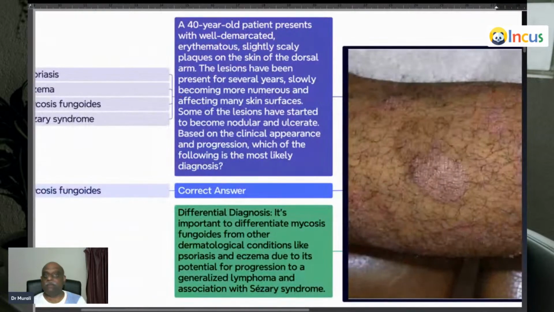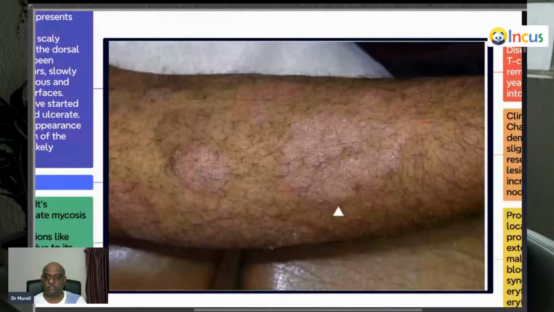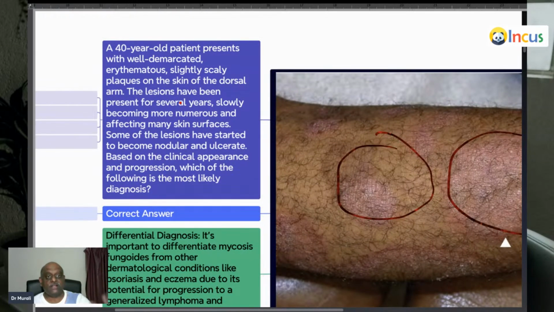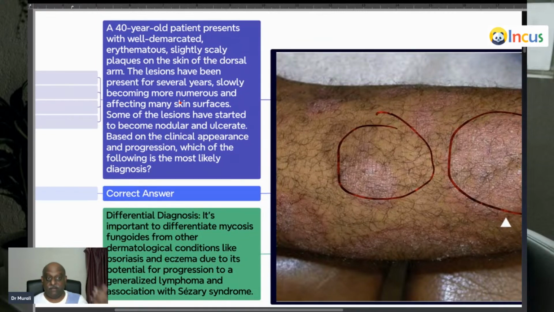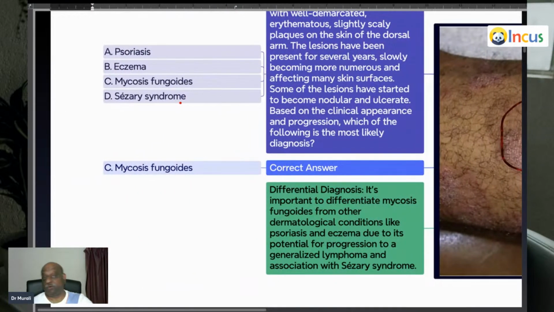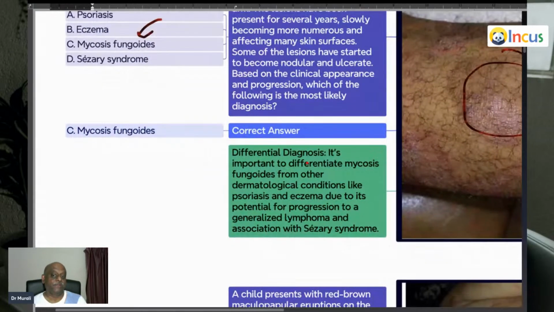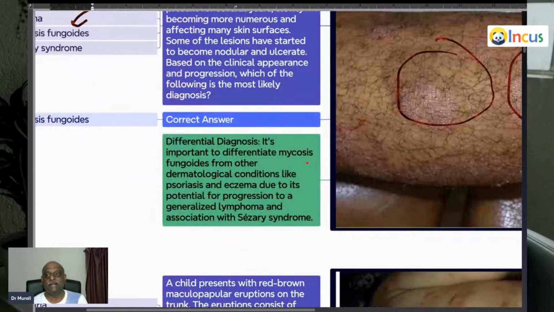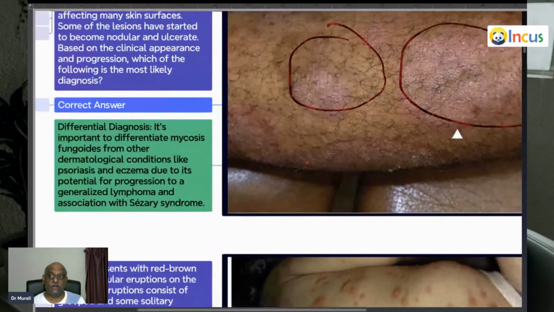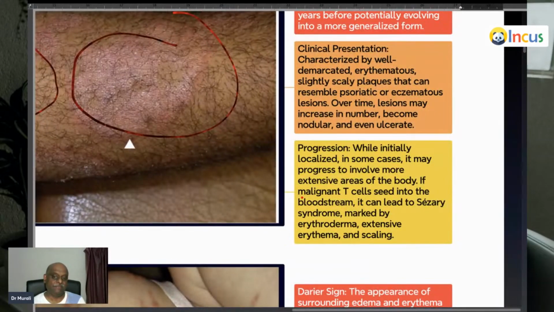A 40-year-old male presents with a well-demarcated lesion, as you can see. Erythematous, slightly scaly plaque. They are present for several years, but now becoming numerous. They have started to become nodular and ulcerate. Based on their appearance and progression, what do you like to consider? It is mycosis fungoides. Especially psoriasis, eczema, they all look like that, and it will progress into generalized lymphoma. It can lead to Sézary syndrome, is what you need to remember. So it is the malignant T cells.